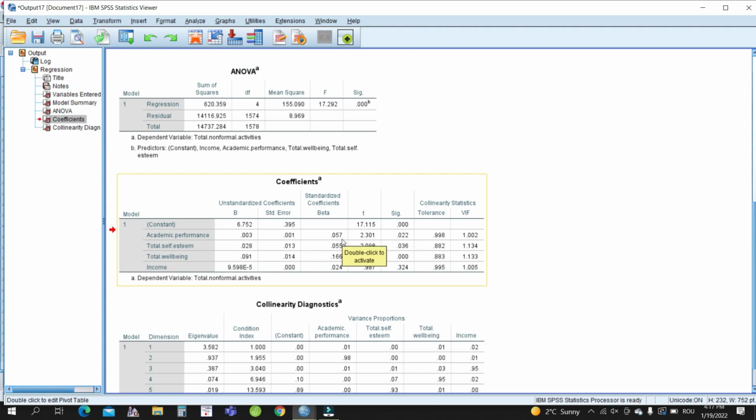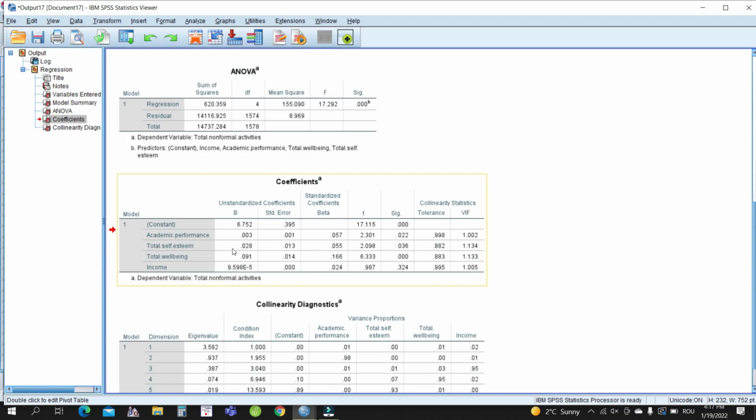The standardized coefficient, which is 0.057, has the same interpretation, but its unit of measurement is the standard deviation. When the academic performance increases with 1 standard deviation and the other 3 predictors are statistically controlled, the involvement in non-formal activities increases with 0.057 standard deviations. The coefficients for the other 3 predictors should be interpreted in a similar manner.